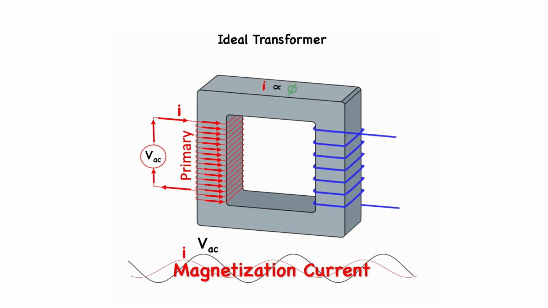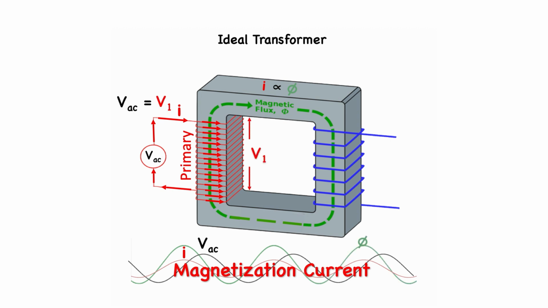Remember that any time a current flows, it will produce a magnetic flux proportional to it, which means it too is sinusoidal and in phase with the current. And since we are dealing with an ideal transformer, all of that flux flows in the iron and links both coils. Considering the primary coil, we will measure a voltage drop. This voltage drop we'll call V1 across its terminals, and it will be equal to the applied voltage, VAC, because it's directly connected to the applied voltage.